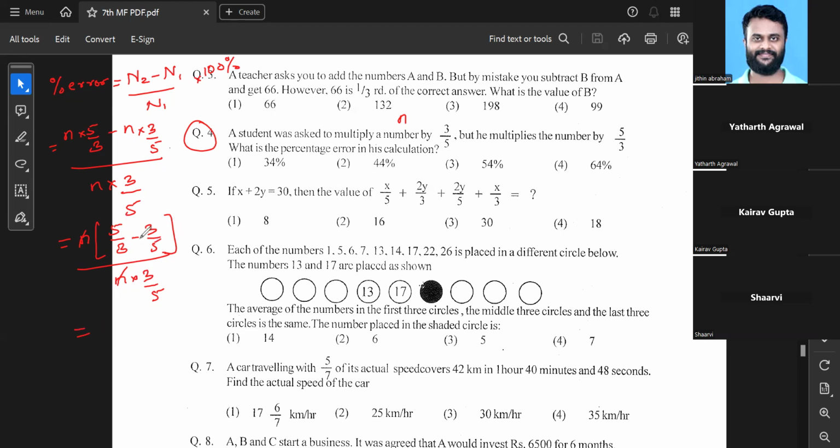When I take LCM, I'll get 25 minus 9, 16, so 16 upon 15, divided by 3 by 5. This can be written as, I hope you know this, 16 divided by 15 multiplied by 5 by 3. When I do cancellations, I get 3 over here. Ultimately, I'm going to get 16 divided by 9. Since it is percentage, I have to multiply it by 100, as you know.